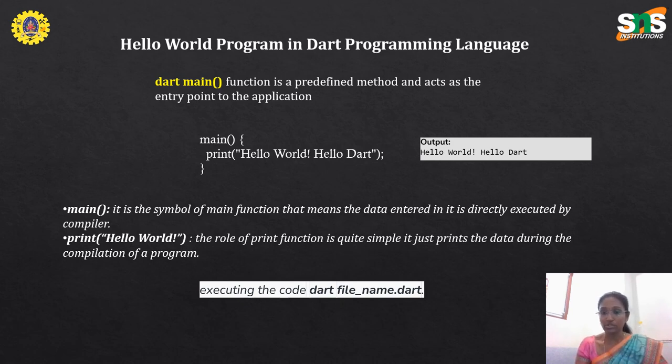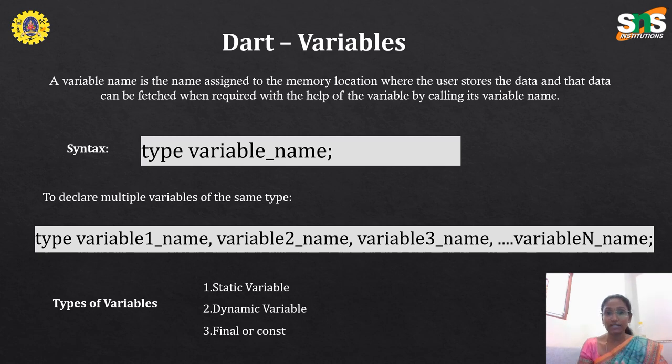Okay, the next one is that we are entering variables. A variable name is assigned to data stored in your memory location. When required, the data is fetched with the help of the variable by calling its variable name. If I want a variable name, it will be fetched from the memory location. That is the base work of a variable.